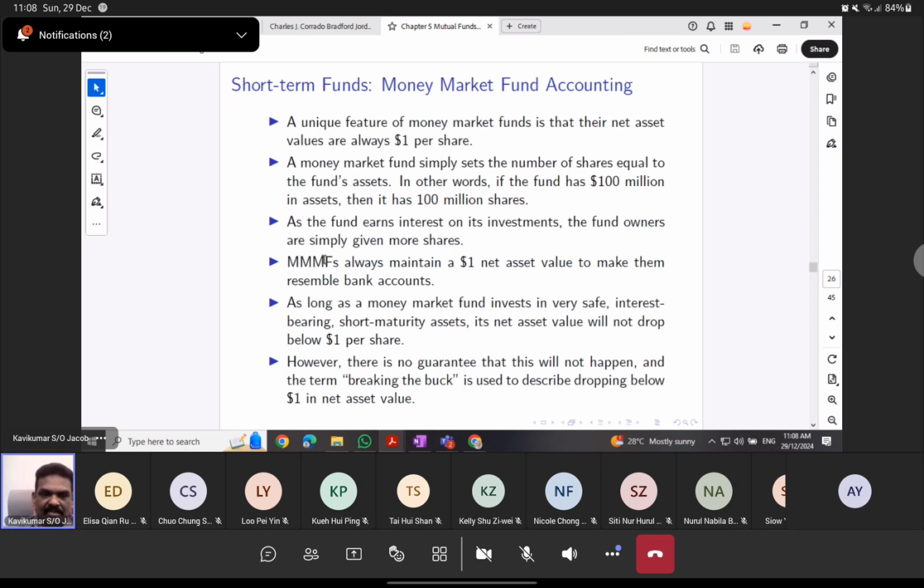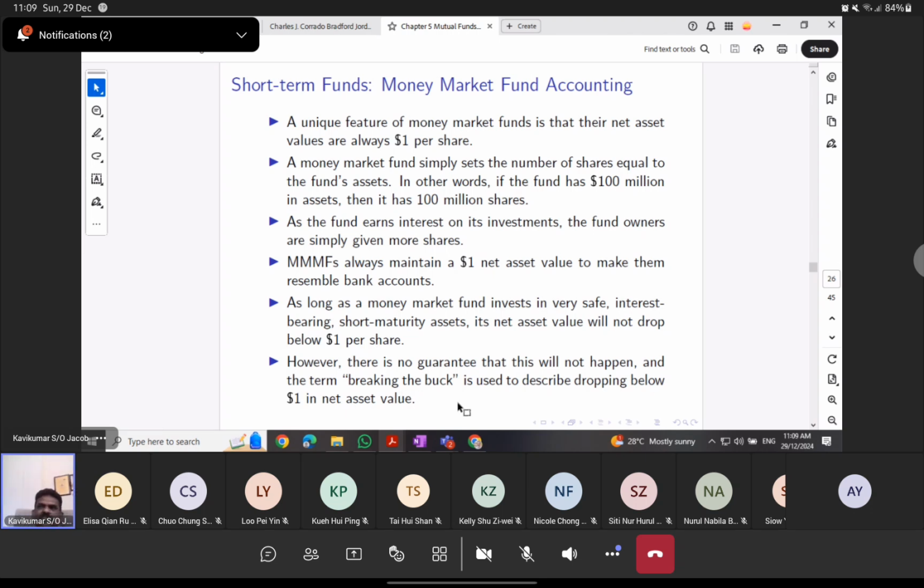Money market mutual funds always maintain a $1 net asset value to make them resemble bank accounts. As long as the money market fund invests in very safe, interest-bearing, short maturity assets, the net asset value will not drop below $1 per share. If there is no problem, the share price always stays at $1. However, there is no guarantee that this will not happen, and breaking the buck is used to describe dropping below $1 in asset value.